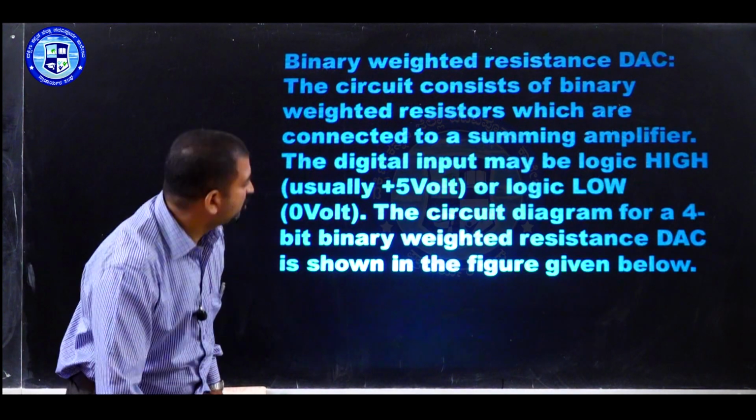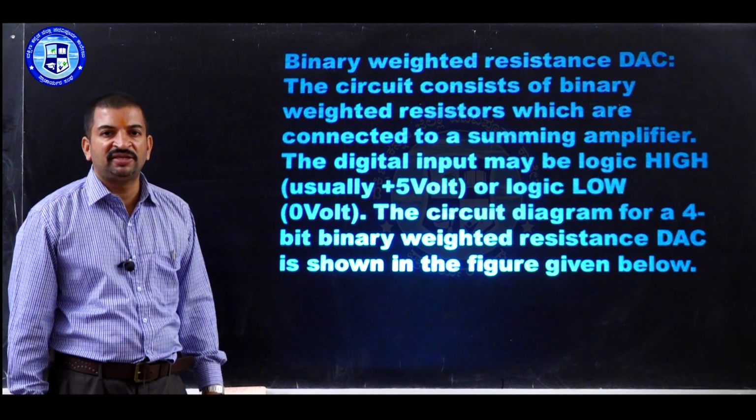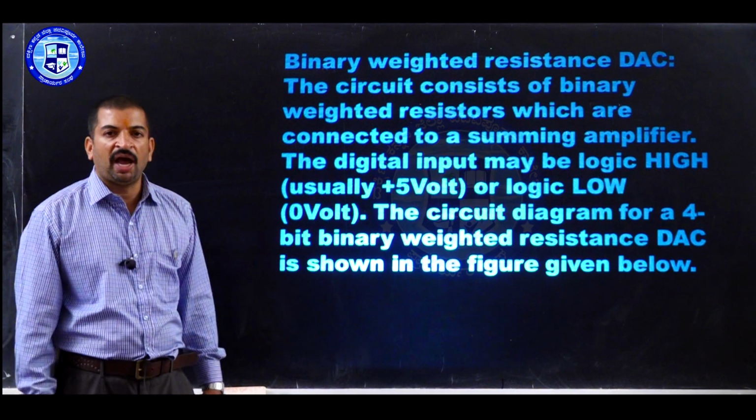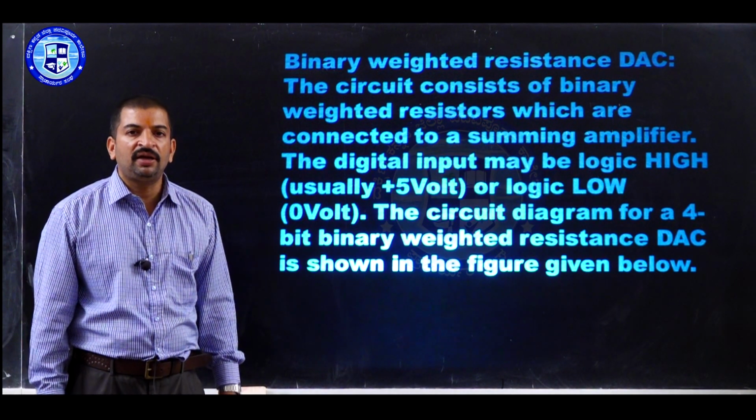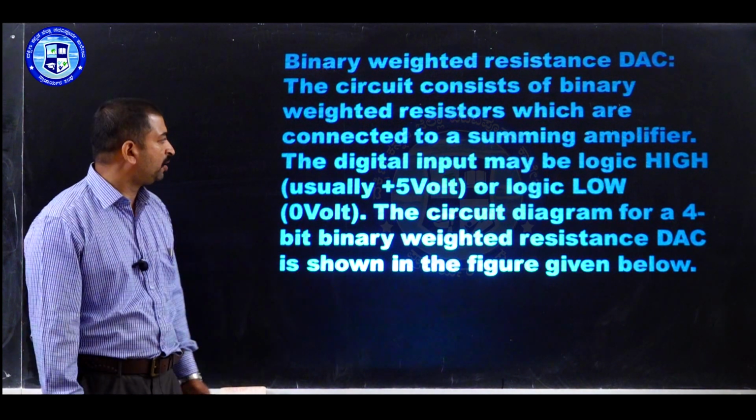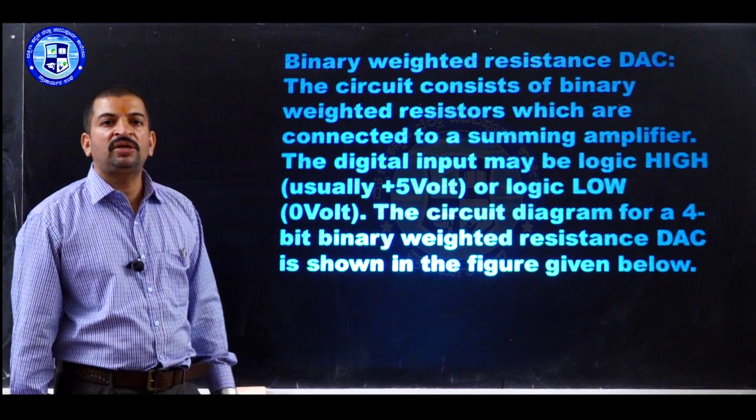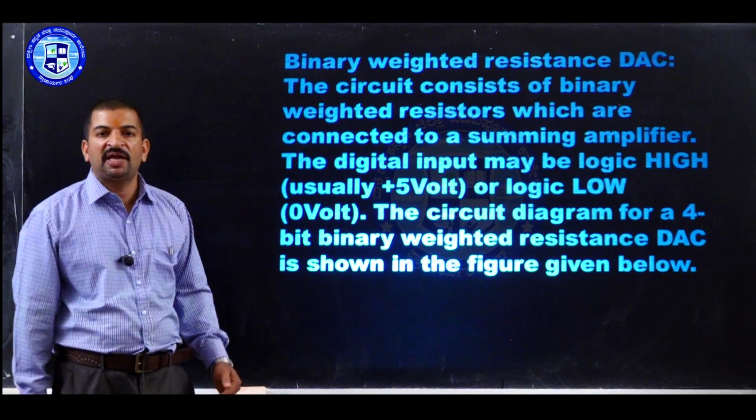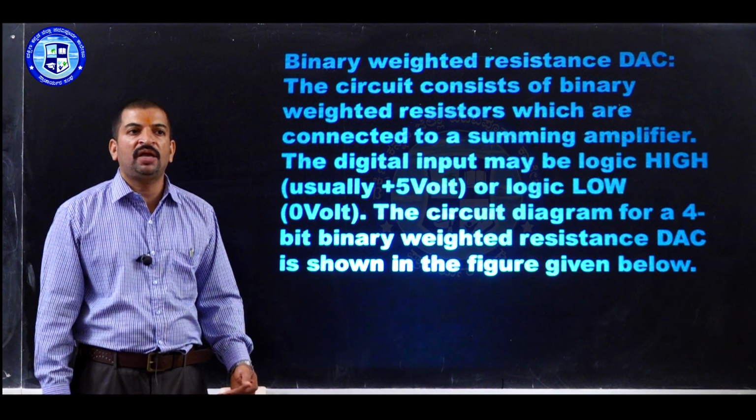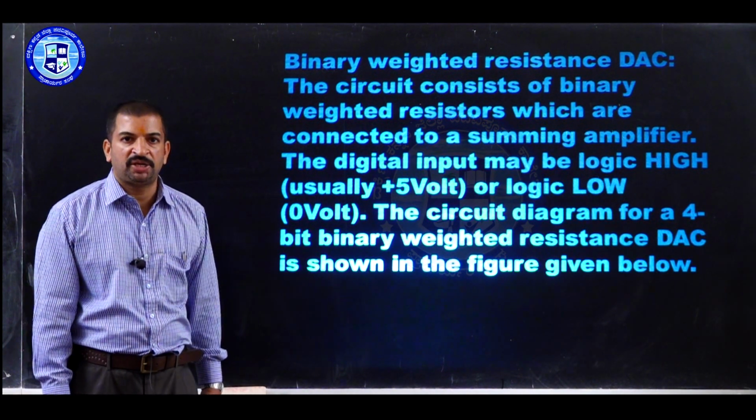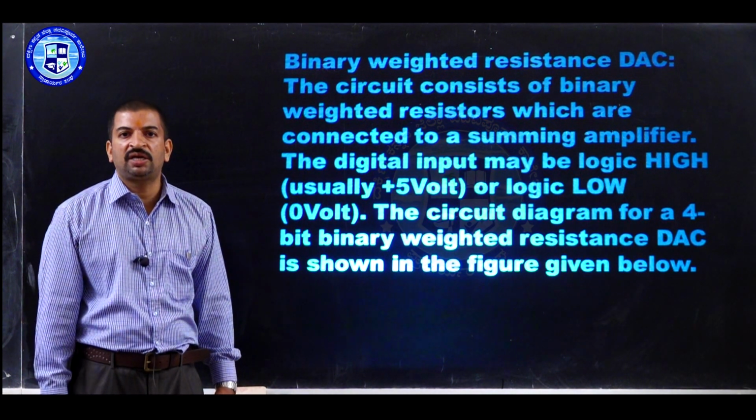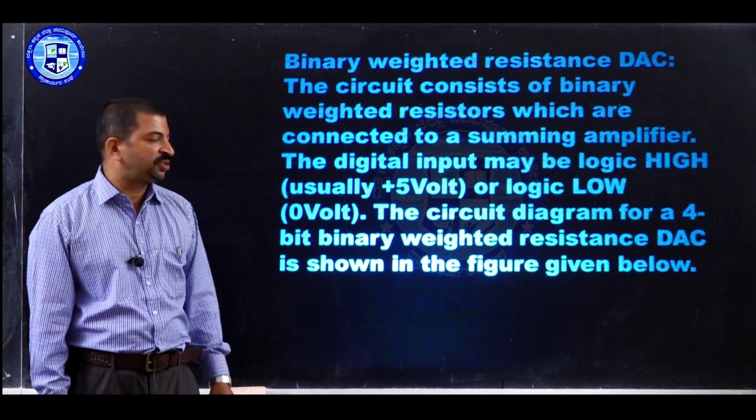There is one more circuit, that is the binary weighted resistance DAC. The binary resistance DAC is actually a summing amplifier. Here, the weighted resistors are connected to a summing amplifier. The input voltage to the circuit may be plus 5 volt or maybe 0 volts. If the input voltage is plus 5 volt, then it can be considered as logical high state, and if the input voltage is 0 volt, the input can be considered as logical low state or logical 0 state.